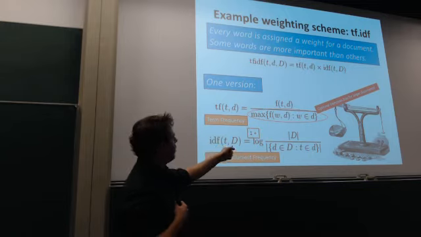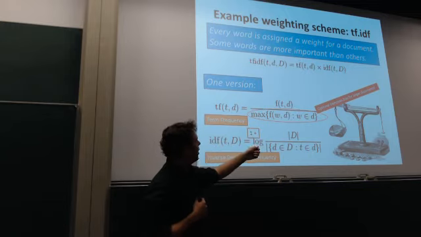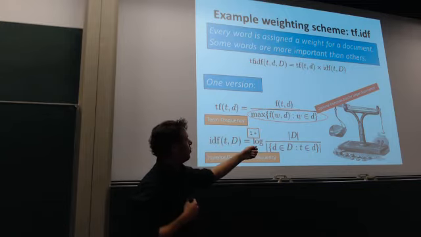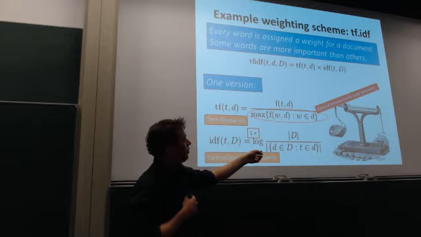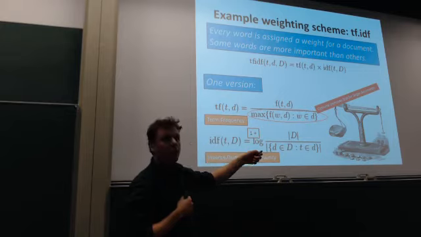Right? So TF-IDF, there's a number of versions, but what they always do is they have some term frequency for a specific document, and they multiply it by the frequency of the term in the entire corpus.